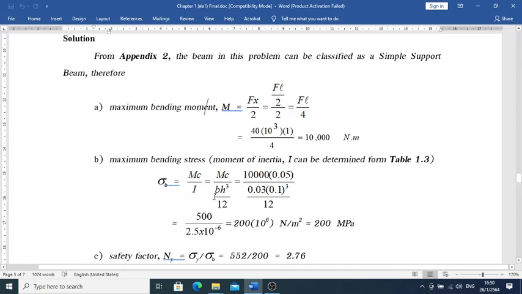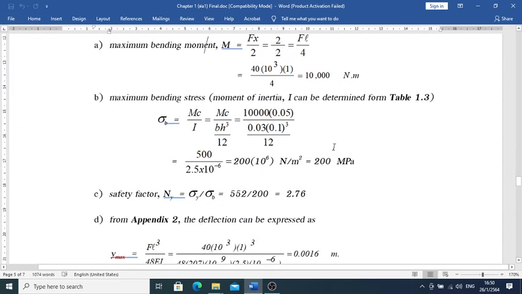I just make the substitution there for the problem set, and then M times C. I make the substitution there also. I got a sigma B there. That's the answer. So automatically, the safety factor is equal to sigma Y over sigma B. I find it automatically 2.76.